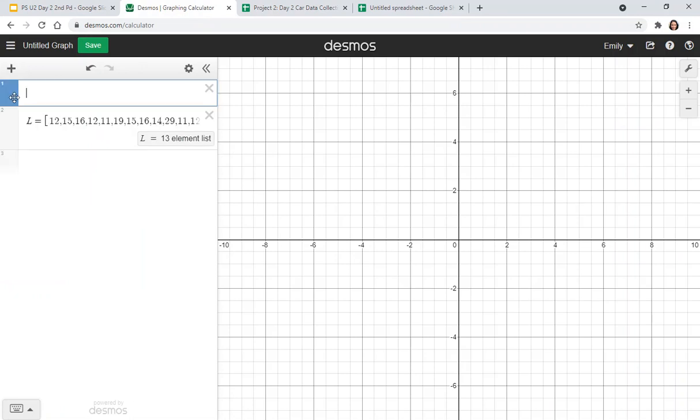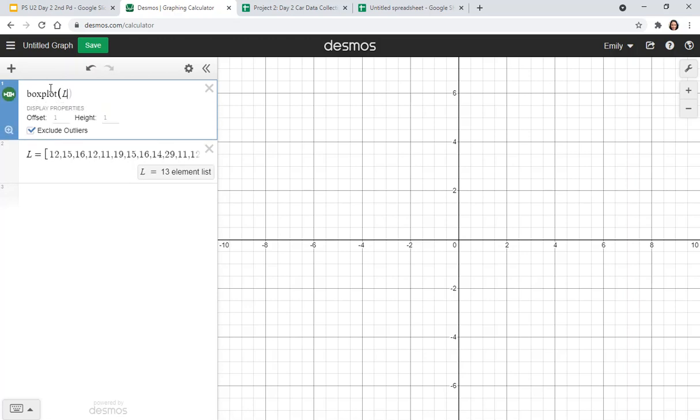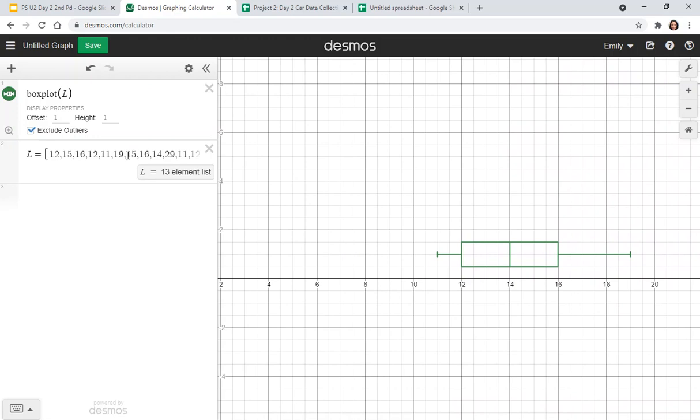All right, so we need another line, and then box plot L. Okay. Right now I have exclude outliers checked. What I'm going to do is drag the Desmos over so that I can see the graph. And on the slide it said Desmos identified 29 as an outlier. You can see 29 is not on the graph. Some people like to exclude the outliers. Some prefer not to exclude the outliers. For your project, I would uncheck that box. But for now, we have it checked so that we can figure out the rest of this.